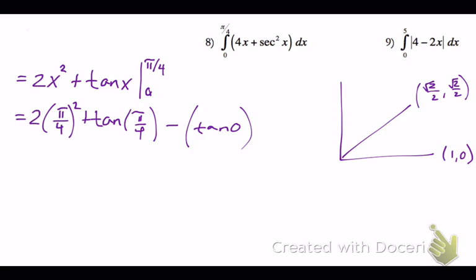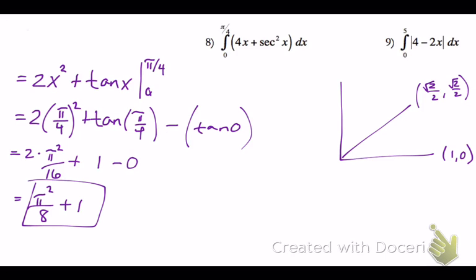All right, beautiful. So when we evaluate this, I get 2 times pi squared over 16 plus tangent, which is sine over cosine. So root 2 over 2 divided by root 2 over 2, what's that? 1. So plus 1, minus tangent of 0, which is sine over cosine. So what's sine over cosine here? 0. So when we simplify this, we get pi squared over 8 plus 1. Final answer.